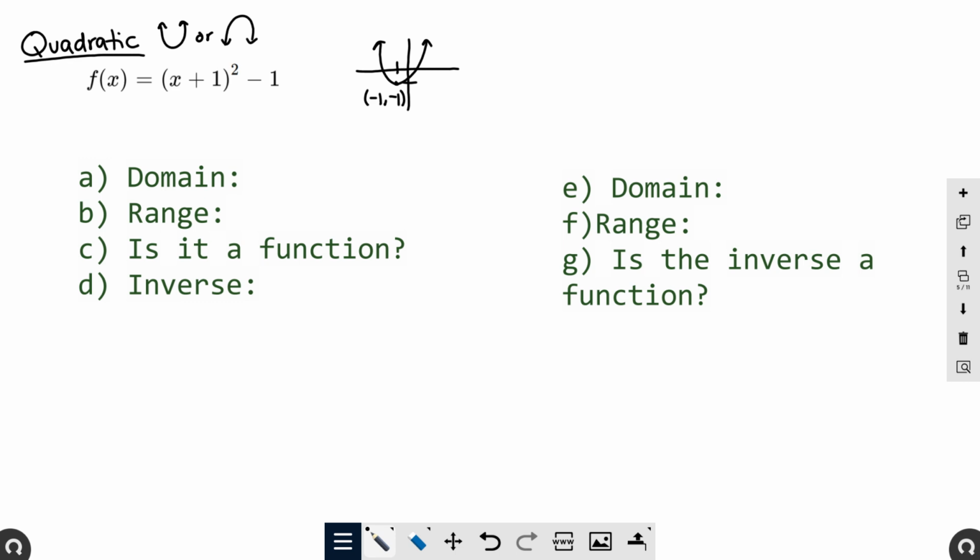We already talked about domain of this would be all real numbers, but our range would not be. It would be y is greater than or equal to -1. We use that y value from our vertex to go there. It's greater than or equal to because the graph opens up. What if your graph opened down? It would be less than or equal to. Very good. Is it a function? Yes, it is. It passes the vertical line test.